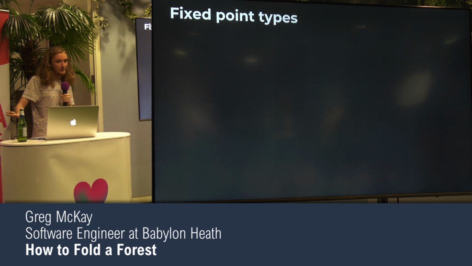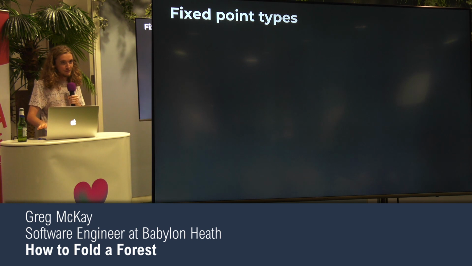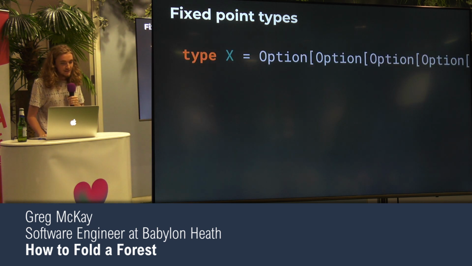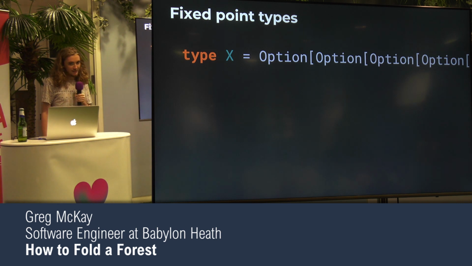Okay, so let's put that to one side for a second, and we're going to talk about fixed point types. These are strange things that are kind of like an option of option of option of option of option forever. Forget about why you might want to do that, we'll get to that later. But how on earth would you express this thing in Scala? Because you obviously can't write out option forever.